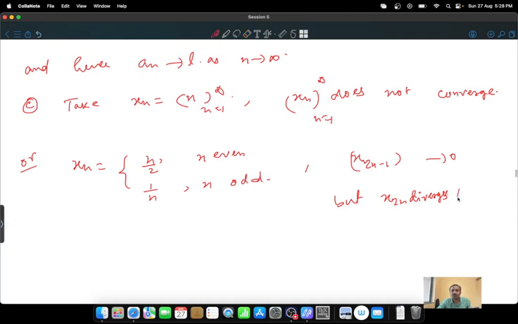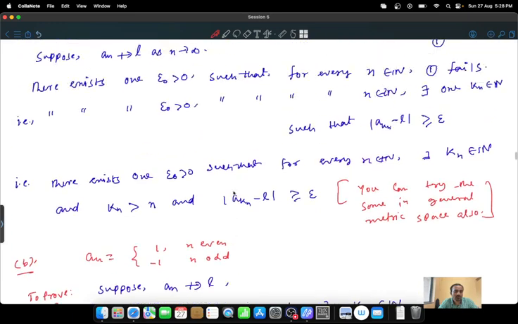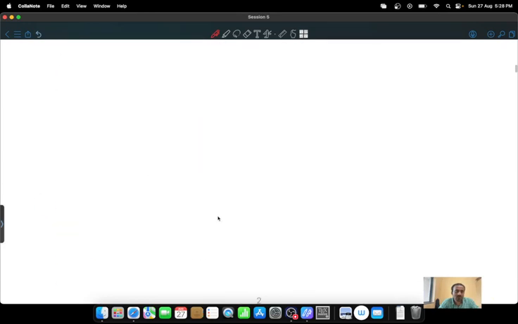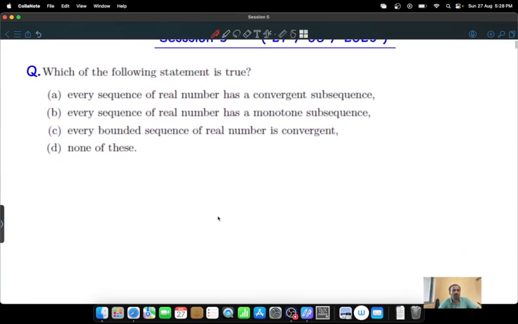If you have any doubts, then ask, otherwise I shall move to the next problem. Okay, so no problem. Come to problem 1. Which of the following is true? Now you can do it very quickly. Every sequence of real numbers has a convergent subsequence. You have just seen that my sequence x_n = n does not have any convergent subsequence.